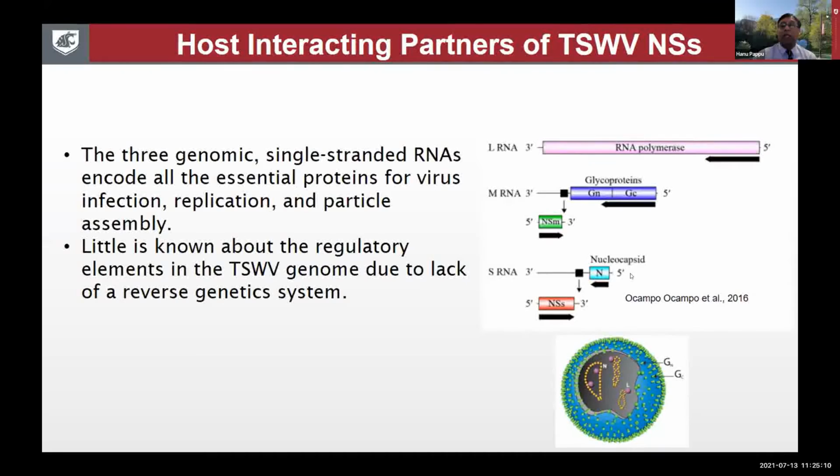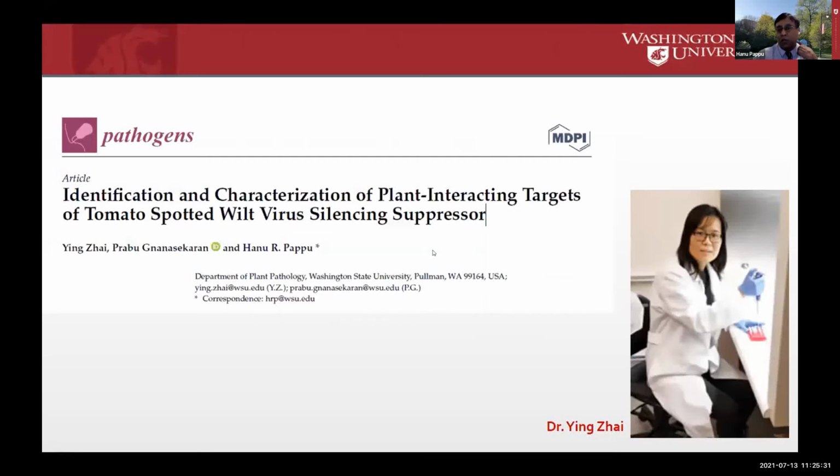So we know quite a bit about NSS, but we don't know much about its targets in the host, because for a long time we did not have a reverse genetic system, or what you call an infectious clone. Only recently, a Chinese group reported an infectious clone, or reverse genetic system, for TSWV. So Dr. Ying Zhai, a research associate in my lab, just recently published a very interesting approach, because we don't have a reverse genetic system. So we have been using somewhat of an indirect approach to look at TSWV host interactions.